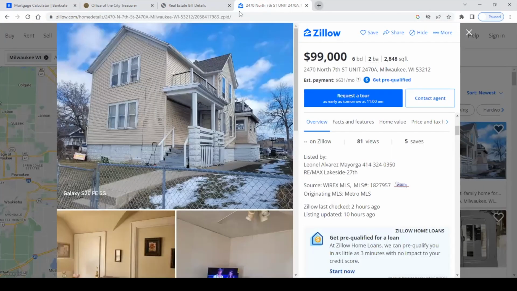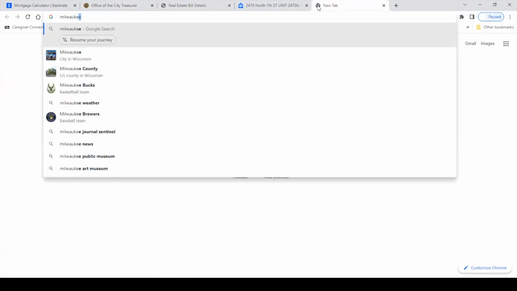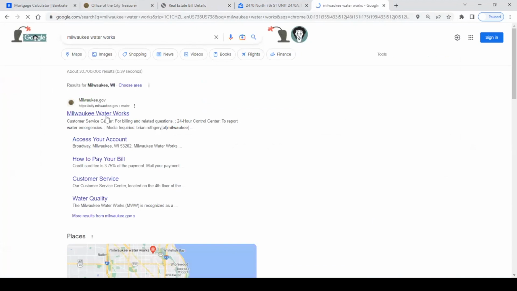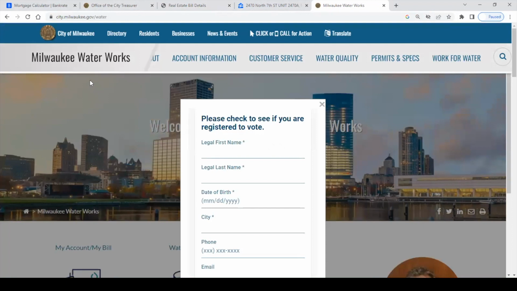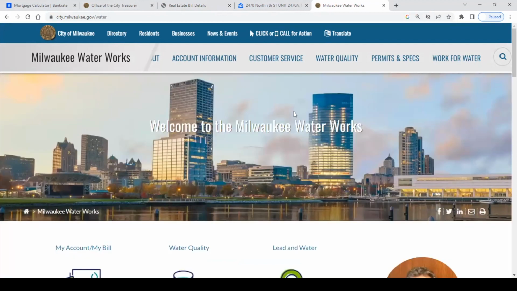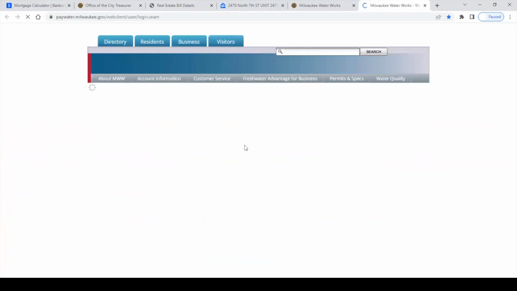Now we want to be able to find the water. So let's go to another website to get the water. And that's gonna be Milwaukee Water Works. Here we go. And again, you can just type in your city and then water supplier or water utilities. And you should be able to get some information for who's your provider for water in your city or state. Then we just click on my bill.